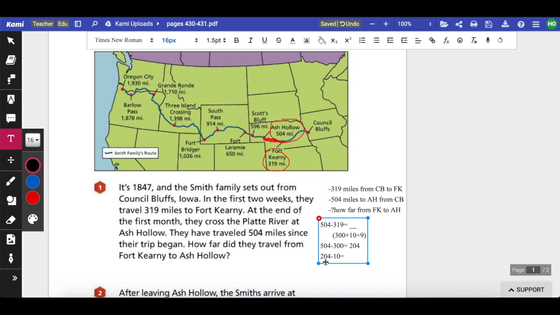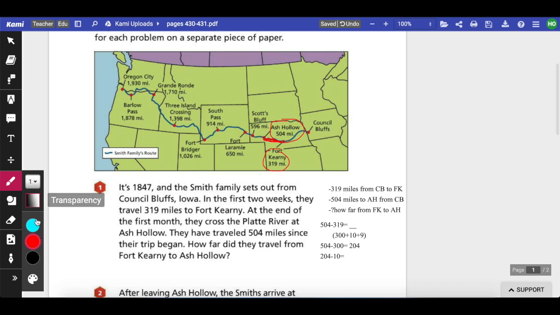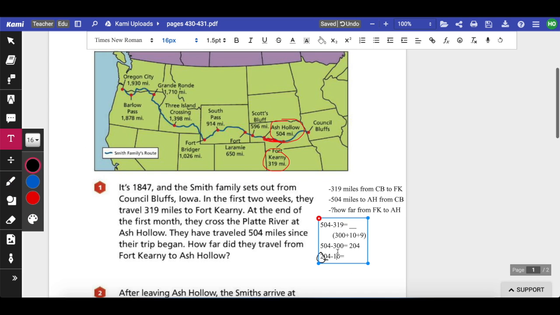So I notice that I can't take anything away from my tens place here since it's a 0. So I need to go into my hundreds place. But 204 minus 10 would be 194, because I would be regrouping my hundreds place and making it into tens. And then I'd only be taking one 10 away to get 194.